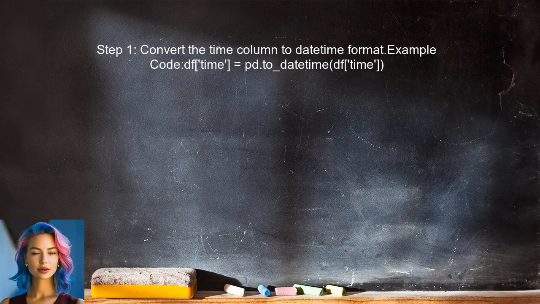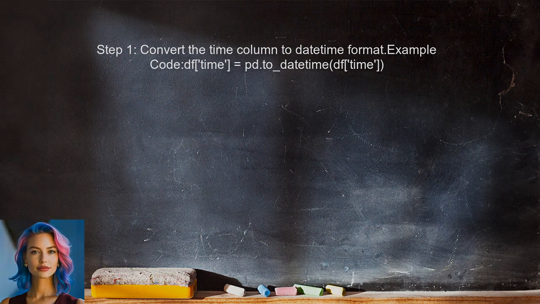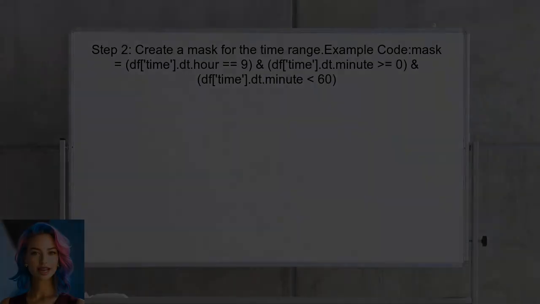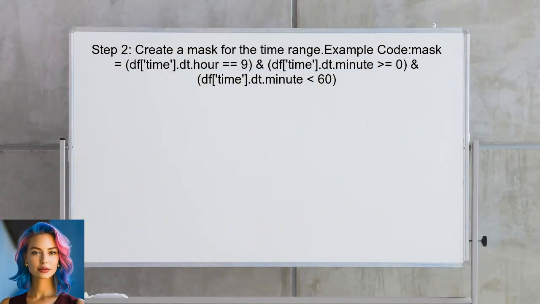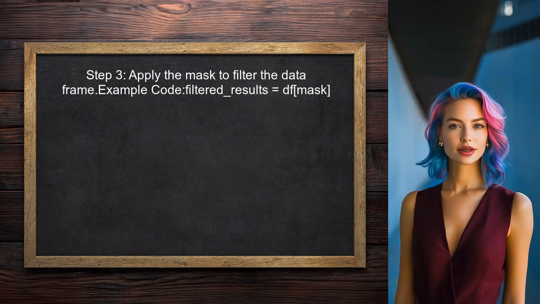To filter the entries between 9 a.m. and 10 a.m. for every day, the user should first convert the time column to a date-time format. This ensures that the filtering works correctly across all entries. Next, the user can create a mask that checks if the time falls within the desired range. This mask will be applied to the entire data frame to filter the results. Now, the user can apply this mask to the data frame to get the filtered results.